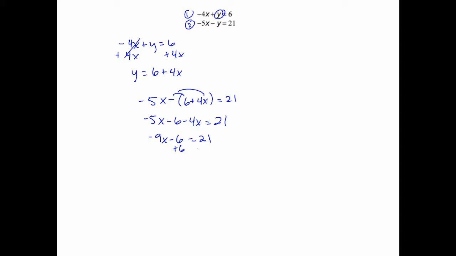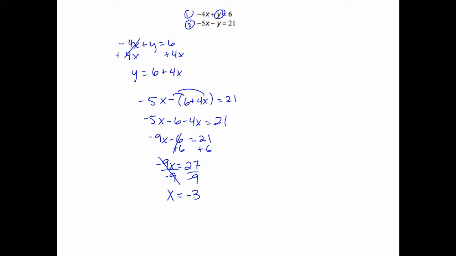Add 6 to both sides. Negative 9x equals 27. Divide by negative 9. Boom, gone. And x equals negative 3.